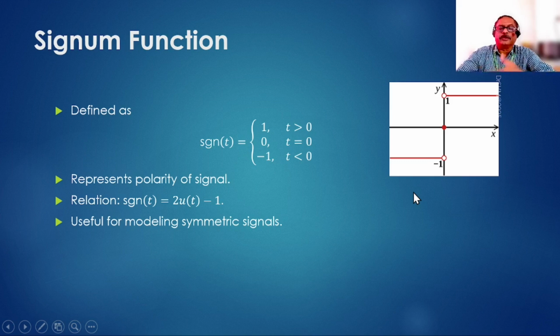and this is very much useful in modeling symmetric signals. So if we are trying to model a symmetric signal, that is, for positive we want a positive value, or for negative we want a negative value, or vice versa, at that time we would like to use a signum function. So among all the different types of functions we have seen, it can be an exponential function, an impulse function, a sinusoidal function, a step function, or a signum function.